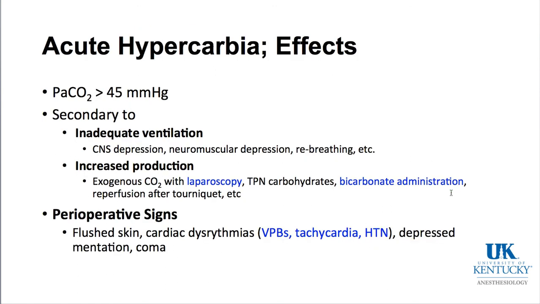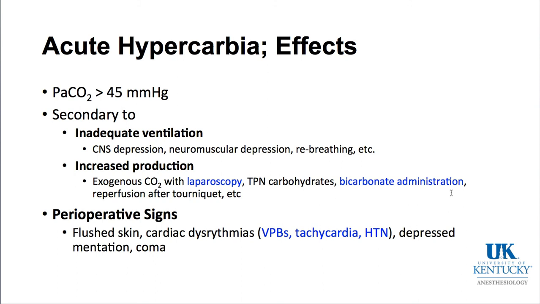We talked about acute hypoxia, now about acute hypercarbia. When your CO2 goes up above 45, what are some of the effects? Well, first of all, it is caused by either inadequate ventilation or increased production of CO2. Examples of inadequate ventilation would be CNS depression from pharmacologic means, for example, neuromuscular depression, where you have partial paralysis, rebreathing because of expiratory or inspiratory limb valve malfunctions or CO2 absorber malfunction, and then increased production, exogenous CO2 coming from a laparoscope procedure, for example, TPN carbohydrates.